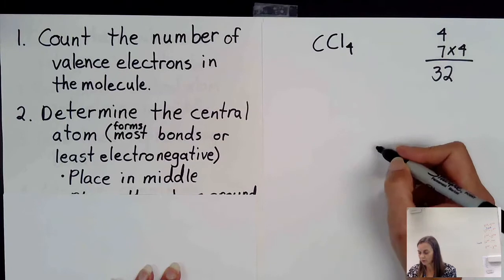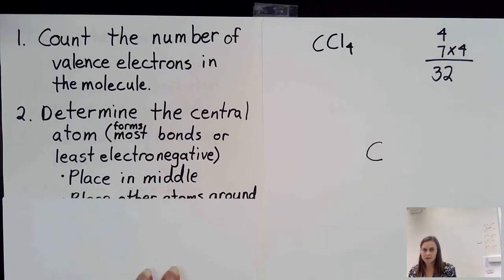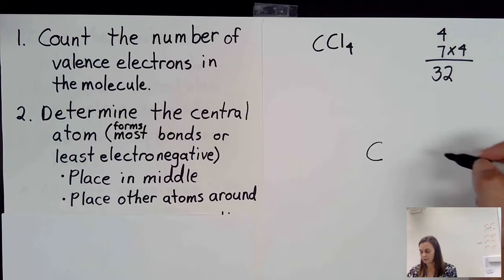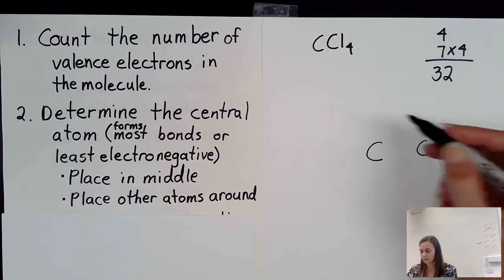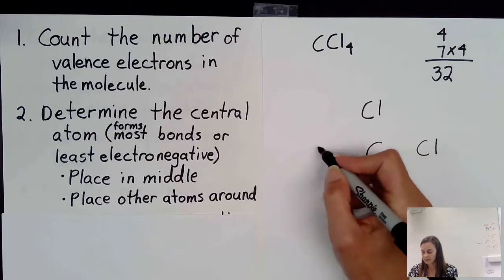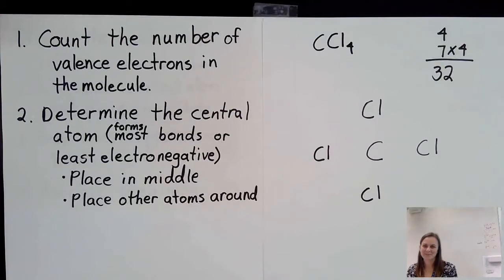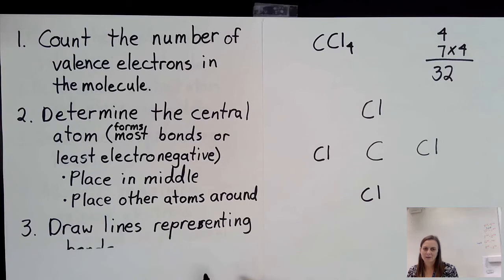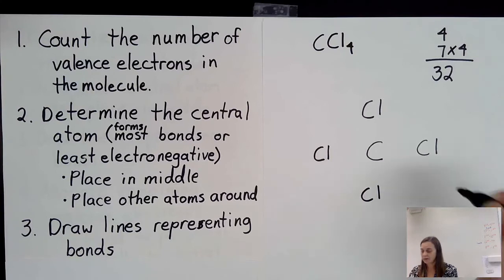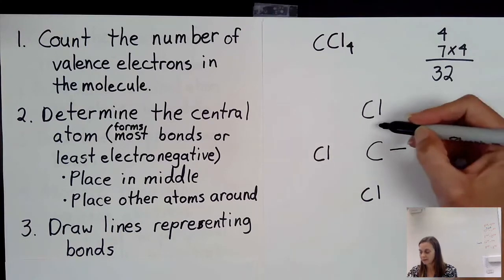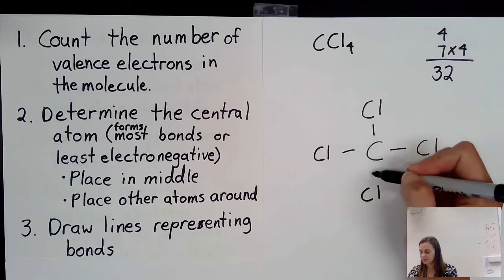So we're going to put carbon in the middle, and then we're going to place our other atoms around that central atom. So we're going to put chlorine all around carbon. This works out nice and easy since there are 4 chlorines. We'll put one on each side of carbon. Okay, so we have our 4 chlorine atoms around our carbon atom. So our next step is going to be to draw lines representing the bonds. Each one of these lines is going to represent a shared electron pair. So I'm going to draw a bond between carbon and each of those 4 chlorine atoms.